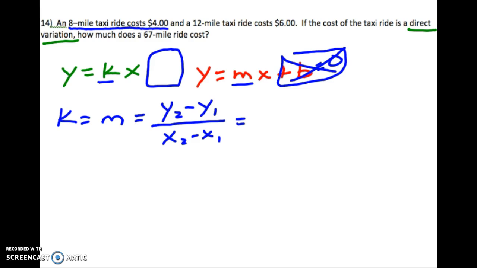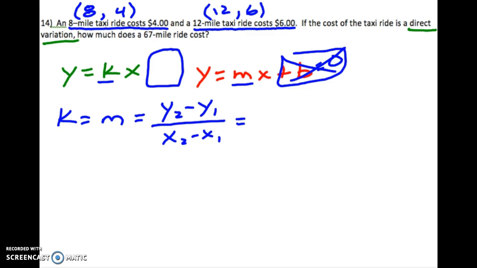When we look at it up at the top, we got an 8-mile taxi ride costing $4. So if we want to make a point, we can use the 8 as the x and the 4 as the y. Looking a little farther down the sentence, we have a 12-mile taxi ride costing $6, so we can use the 12 for the x and the 6 for the y. This will now let us fill into our equation.